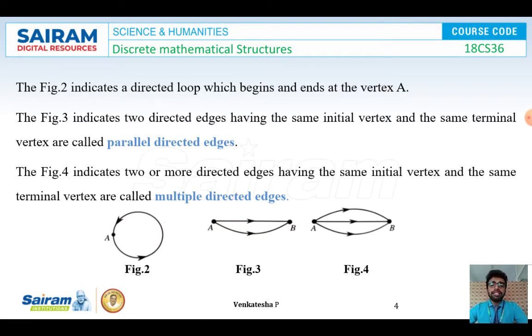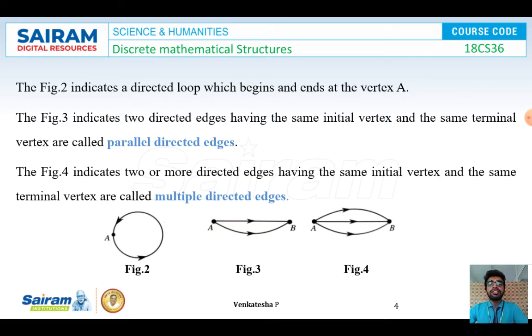We can take one more example also. We can see here figure 2 consisting of only one vertex having two edges. Similarly, figure 3 consists of two vertices with two edges. Figure 4 consists of two vertices with three edges. In this example, figure 2 indicates a directed loop, which begins and ends at the vertex A.